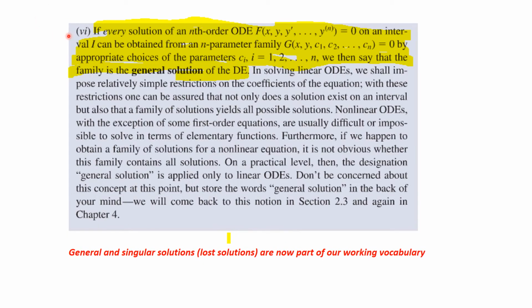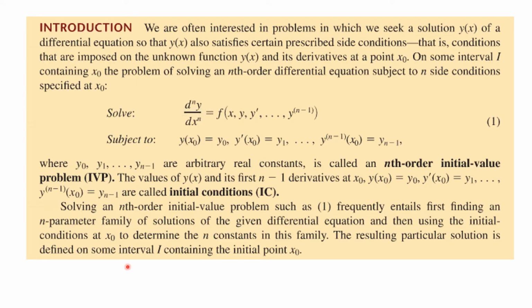And if every solution of the ODE can be obtained from a choice of values of these parameters, then we say that is the general solution. So we have general solutions, we have family of solutions, and we have singular solutions that are now part of our vocabulary. One of the fundamental problems we're going to solve is solving an initial value problem. So in general it will look like this. These are your initial conditions, and there's the differential equation. Together they are called an IVP.